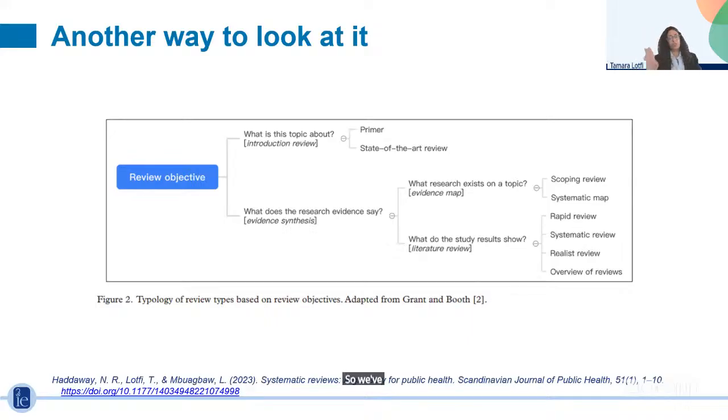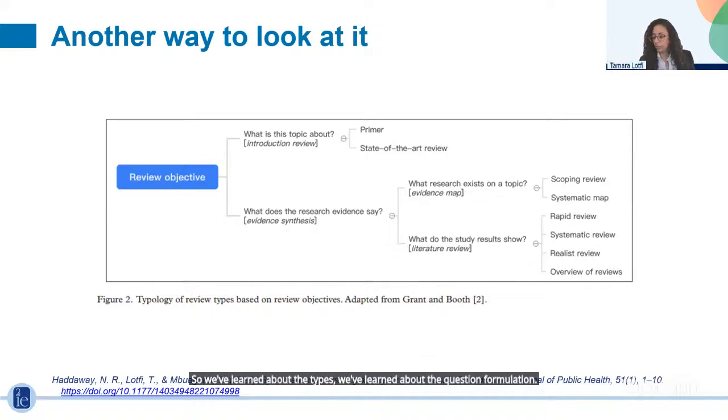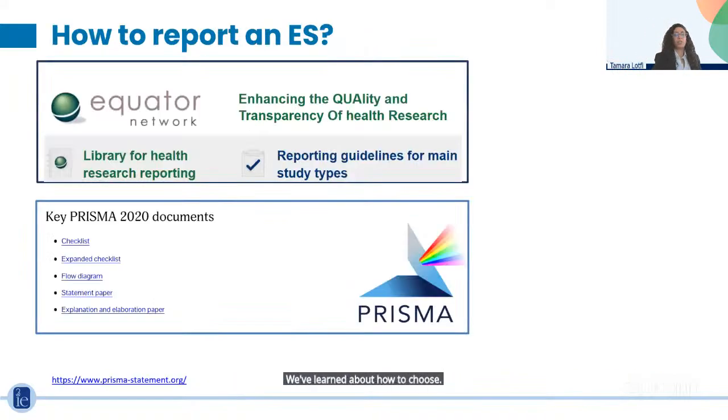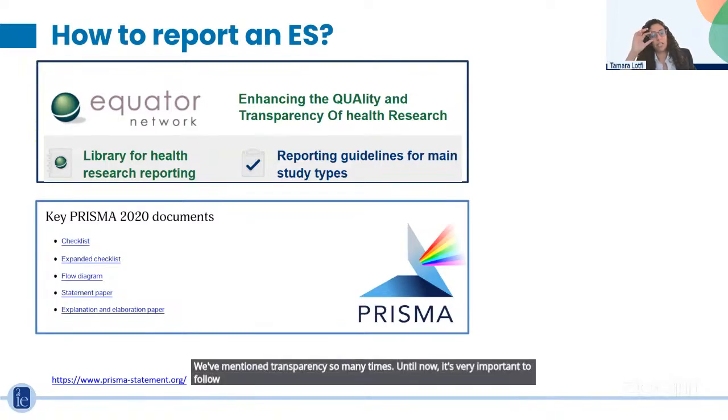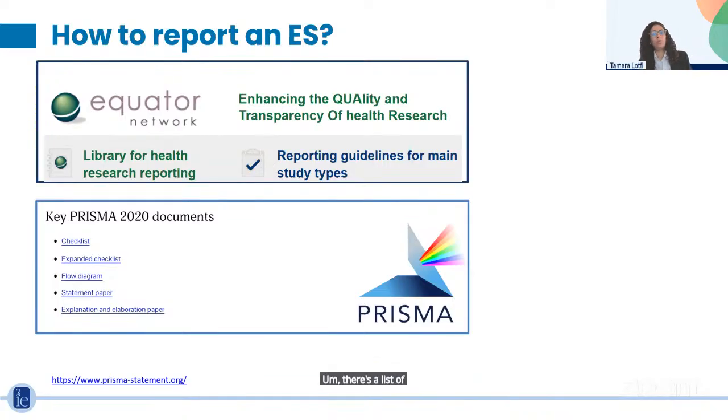So we've learned about the types, we've learned about the question formulation, we've learned about how to choose. Now, how do you report an evidence synthesis? We've mentioned transparency so many times until now. It's very important to follow reporting standards. And you can go to the Equator Network. There's a list of standards to follow by study design. There are extensions and so on and so on.